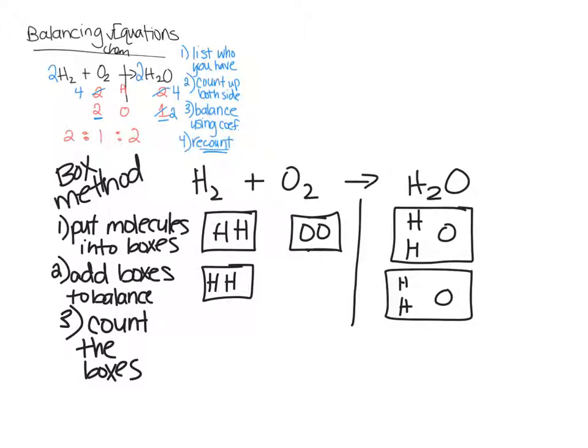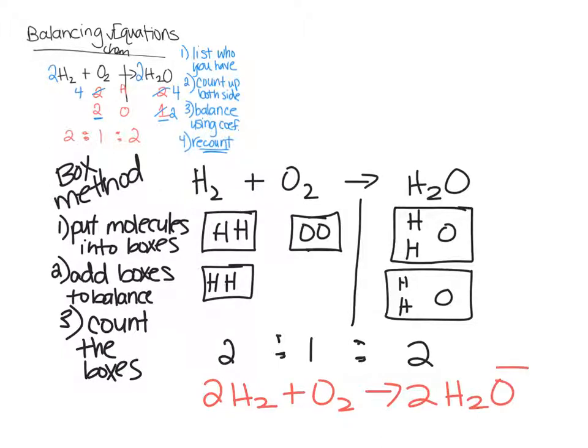And that's your coefficient. So here I have 2 boxes, here I have 1 box, here I have 2 boxes. So you would end up writing it 2H2 plus O2 gives me 2H2O. And that's how you would have your answer.